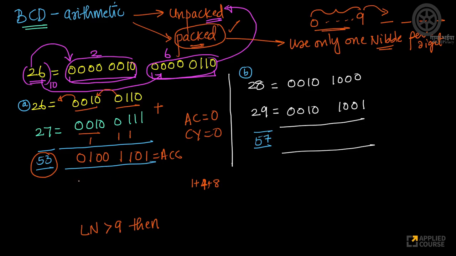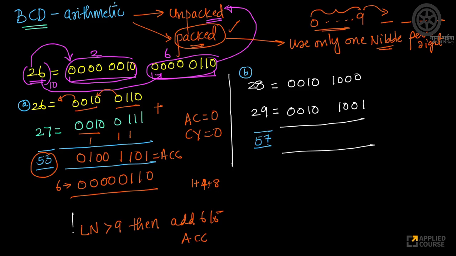So if I add 6 to this, what happens? 0, 0, 0, 0. What is 6? 0, 1, 1, 0. This is 6 in binary. Right? So then add 6 to accumulator. This is very, very important. You have to add 6 if your lower nibble's value is greater than 9.